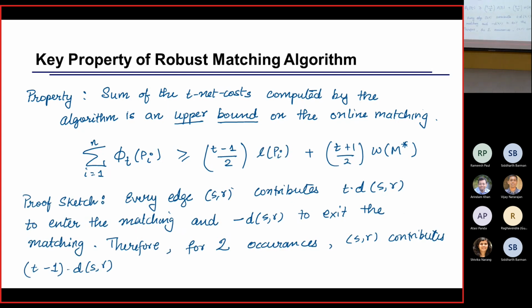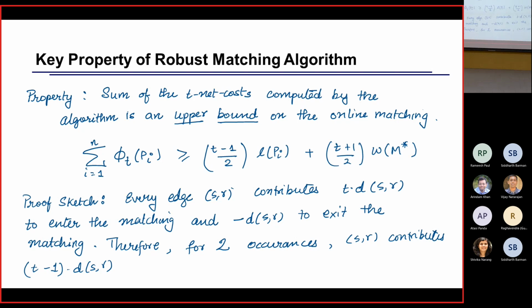How do I do that? The proof turns out to be fairly simple. So let's look at every edge that enters the offline matching. How does an edge enter the offline matching? It's part of an augmenting path. So when it enters, because it's not in the matching, it contributes T times its weight to the net cost. And when it exits the matching, it withdraws 1 times its weight. So every 2 times it appears, it contributes T minus 1 times its weight, and therefore you get this quantity here.